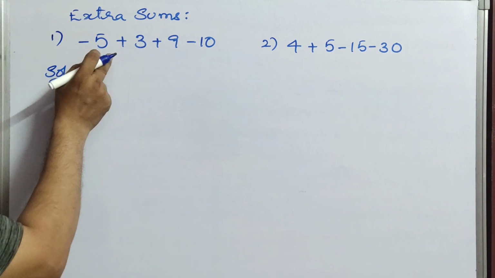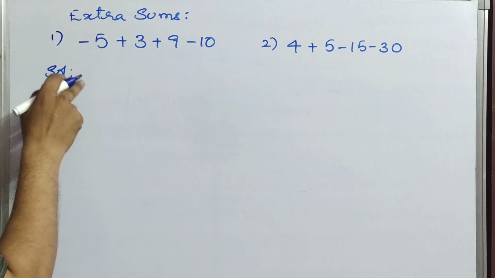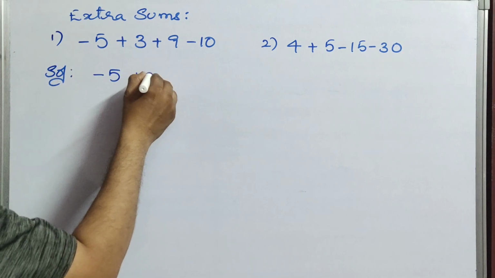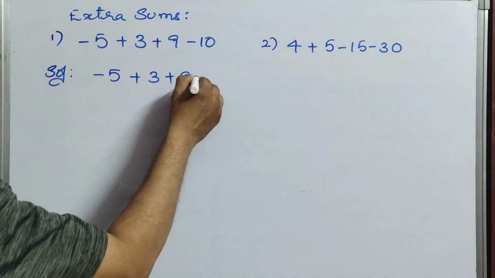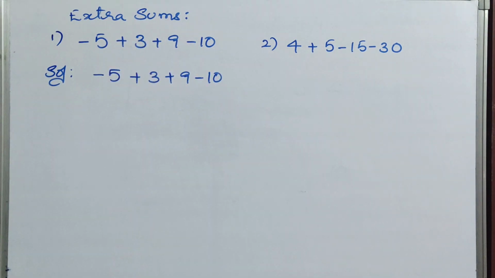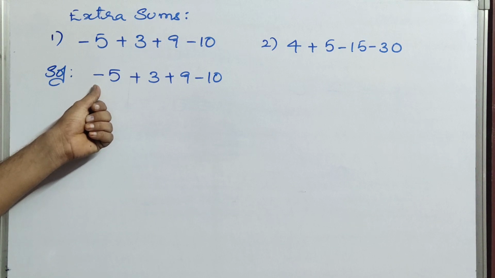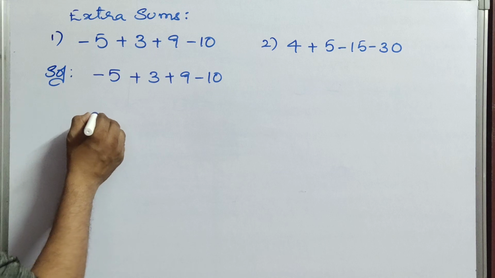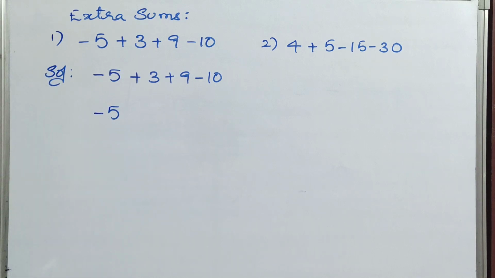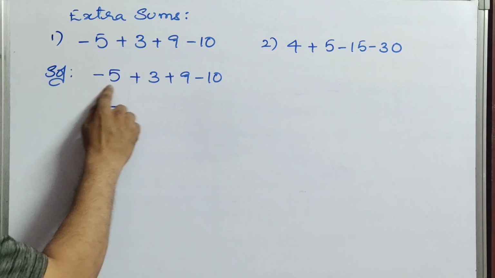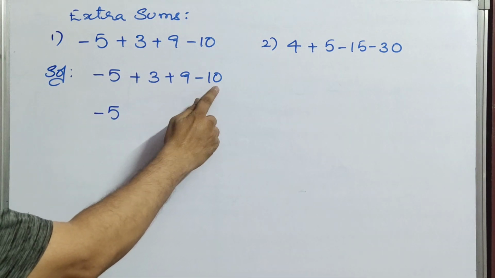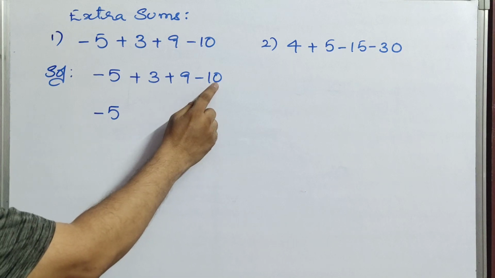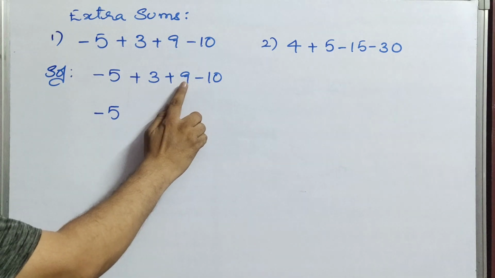So when you are writing this type of sums, compulsorily you have to write the question first in the solution also. -5 plus 3 plus 9 minus 10. Now here, as I told you, what is the first number here? -5. So write here -5. Next, search for the minus symbols. Here -10. Remember children, 10 before, that means 10 is negative, not 9 is negative.